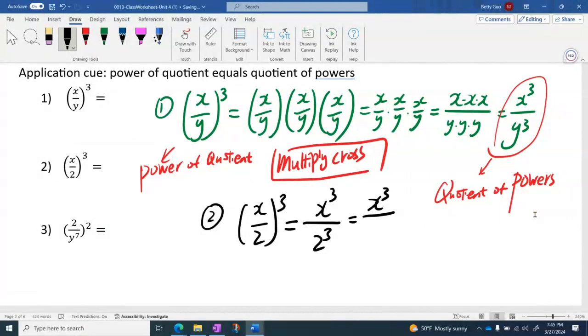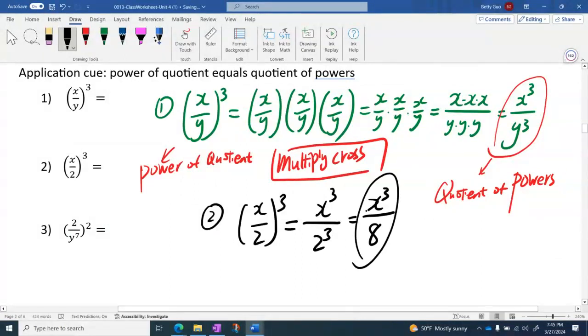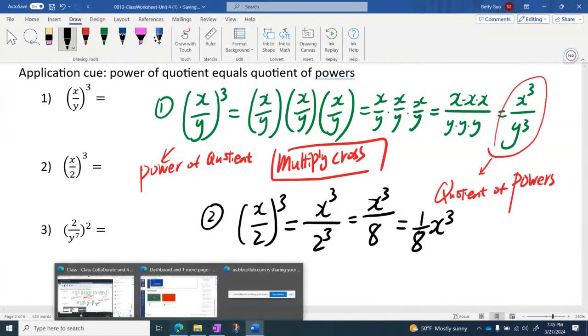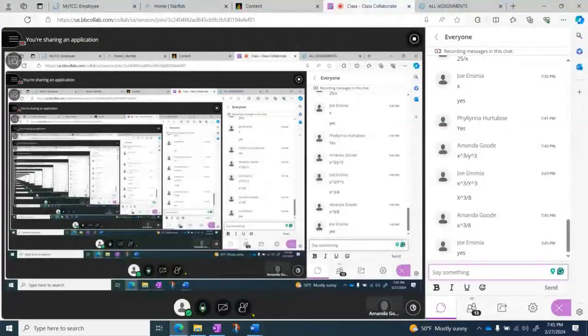2 cubed is 2 times 2 times 2, 8. I have another question. Am I able to write this result like this? Is this the same as 1 over 8 times x cubed? My question here is, could I write x cubed over 8 as 1 over 8 times x cubed? Can I? Are they the same? Yeah, they are the same.